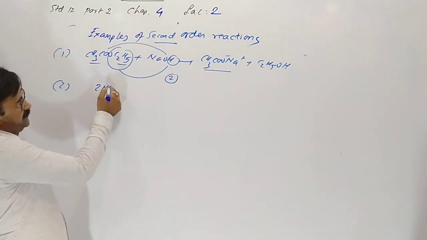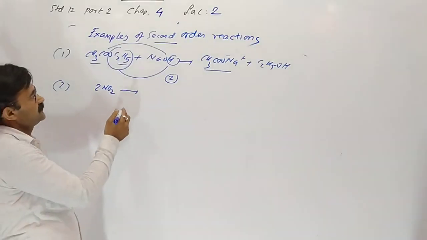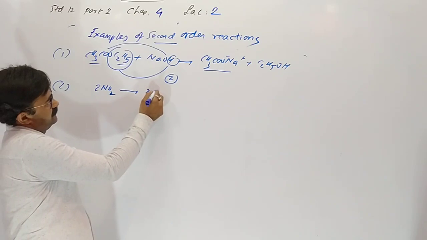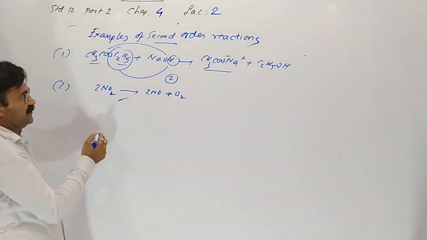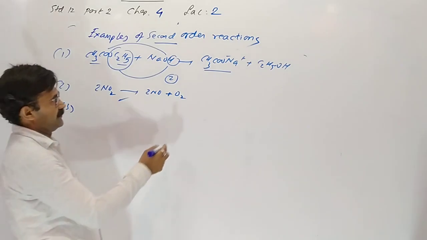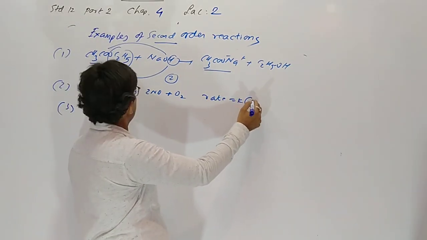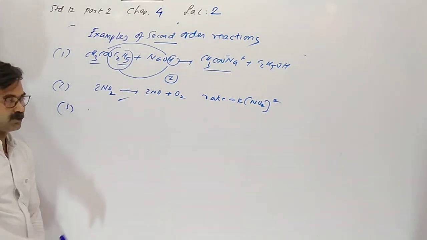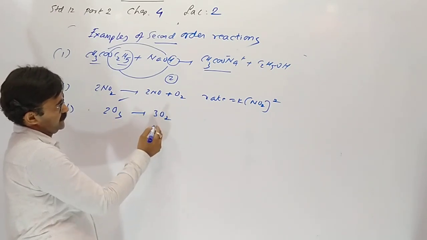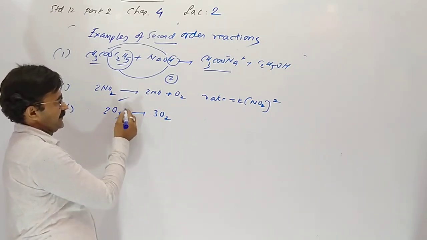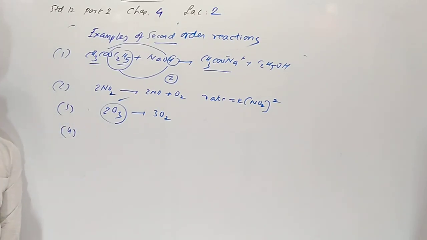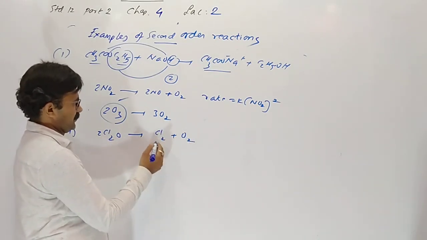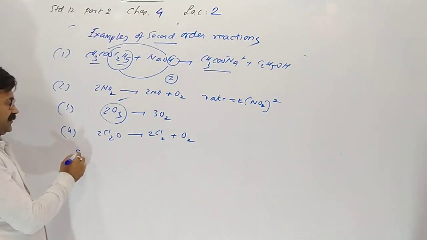Now second, 2NO2 gives 2NO plus O2. This one is also second order, so rate equals K[NO2] raised to 2. Now third one, ozone decomposition, ozone gives O2. Here also the order of reaction is 2. 2Cl2O gives Cl2 plus O2. This one is also second order.